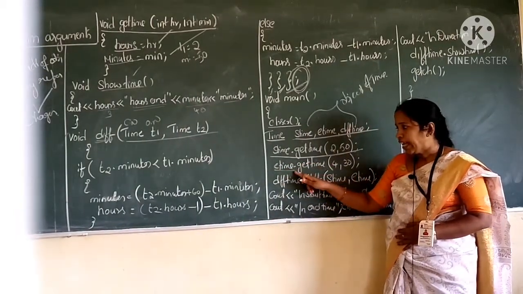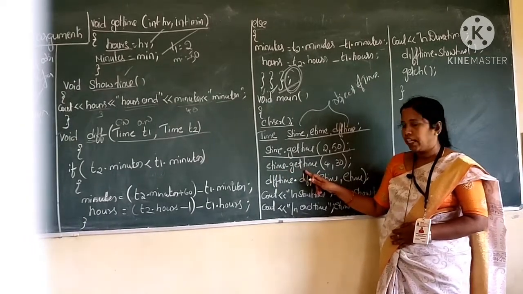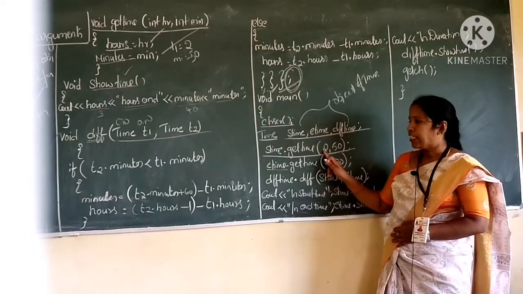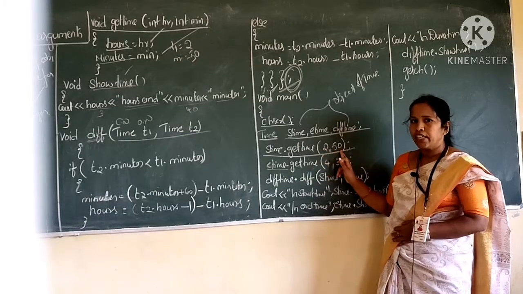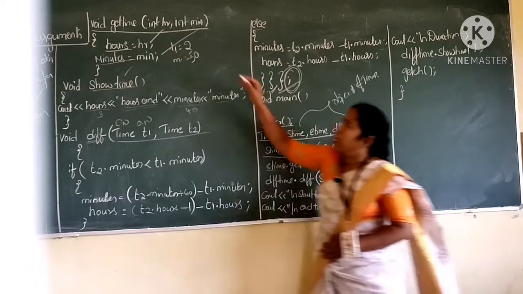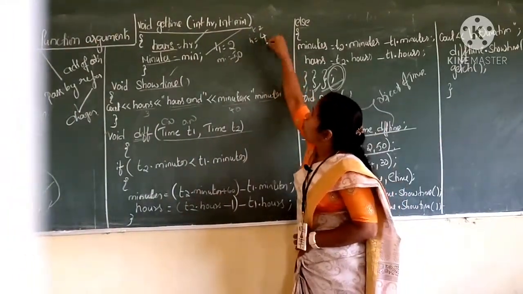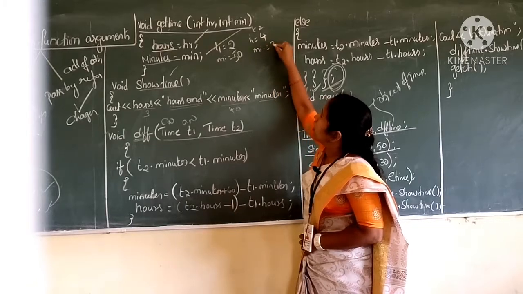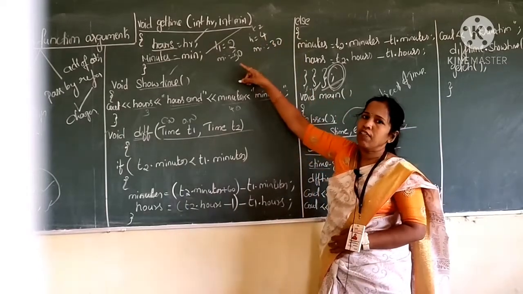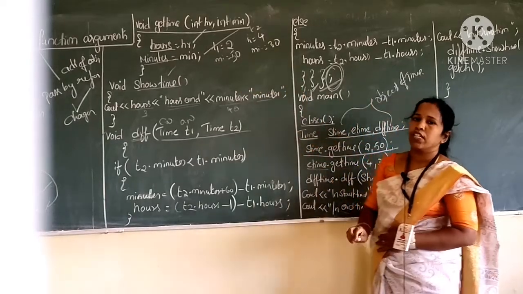So now ending time, E time, object dot get time is a member function. Ending time is what here? It started at 2 o'clock 50 minutes. When it ended, the program shows 4 o'clock 30 minutes. Now T2, what is hours? Hours is equal to 4 and minutes is equal to 30. I got T1 hours and T2 hours, T1 minutes as well as T2 minutes.